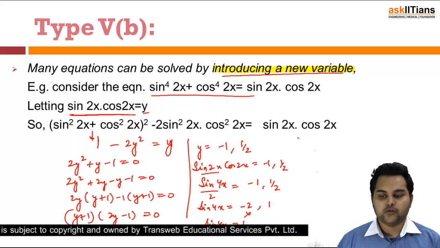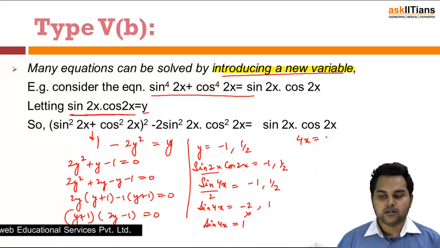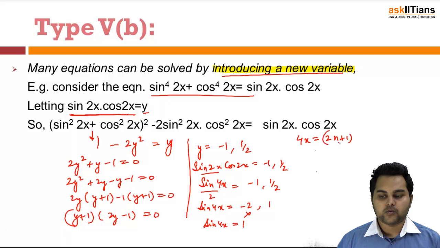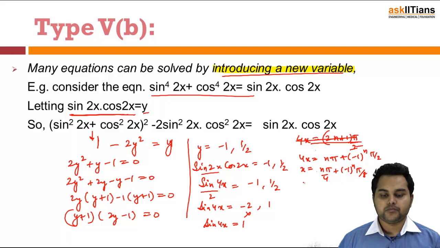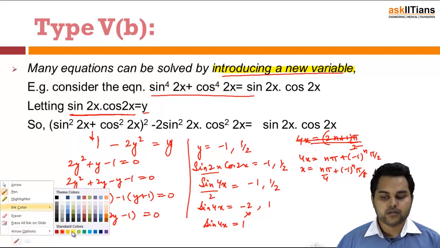Hence the value of 4x I would get is 2n plus 1 pi by 2, or I can write it in terms of the general solution as 4x equal to n pi plus minus 1 raised to n pi by 2, which would give me x as n pi by 4 plus minus 1 raised to n pi by 8. That will be my ultimate solution to this question.